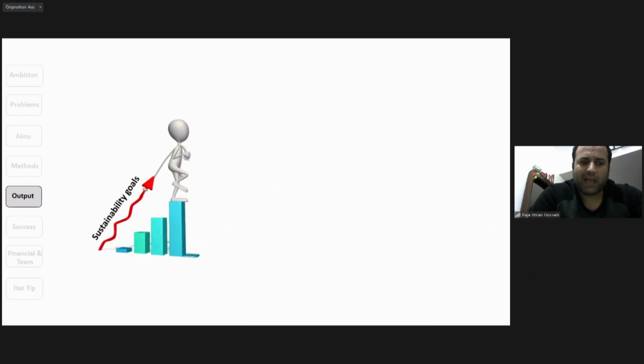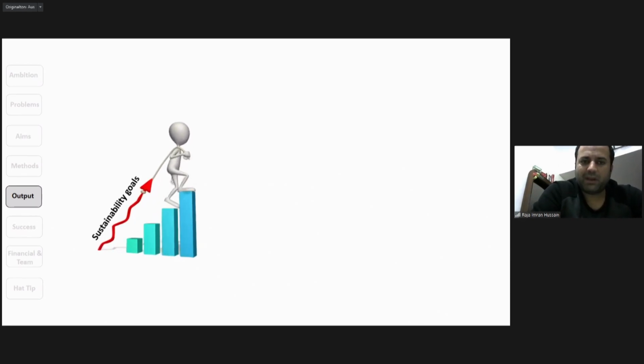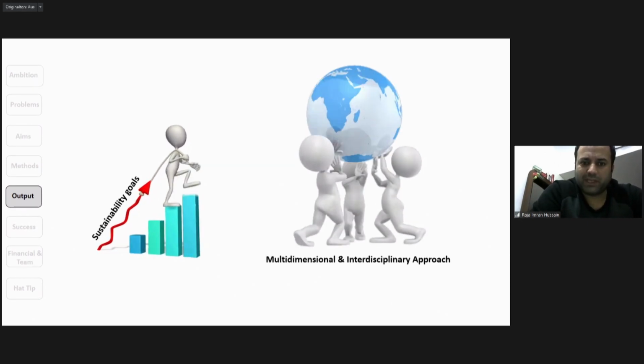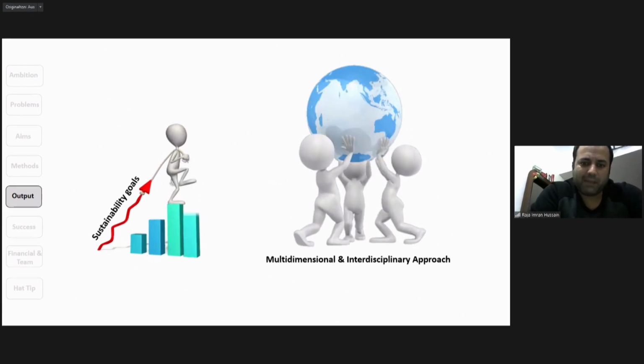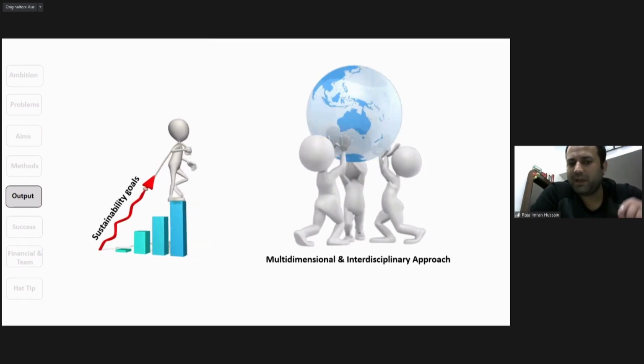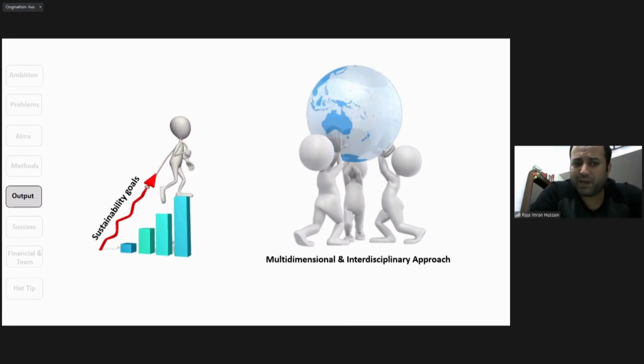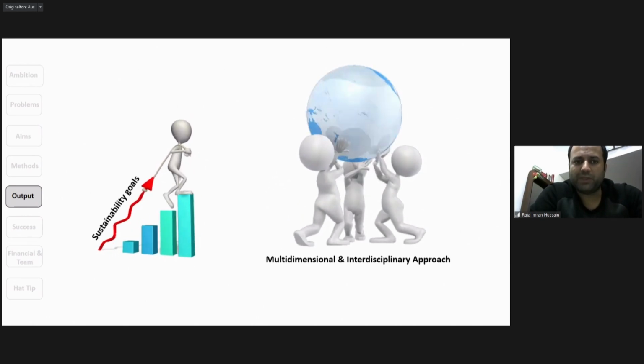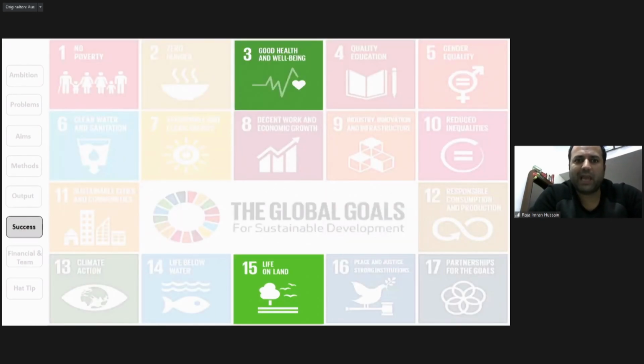To sum up, I think the sustainability goals can be achieved by multiple tasks and multiple research questions, and these should be a multidimensional and interdisciplinary approach, so that the sustainability goals, like good health and life on land, are achieved in a broader way, not on a small scale.